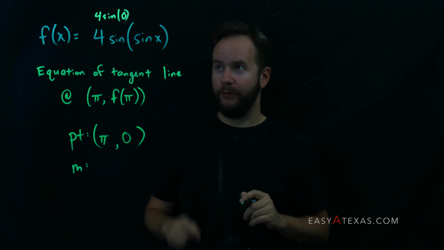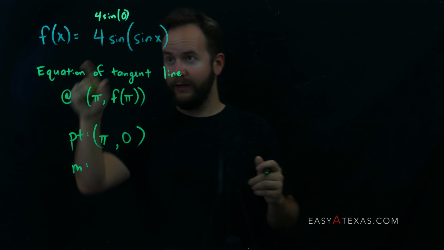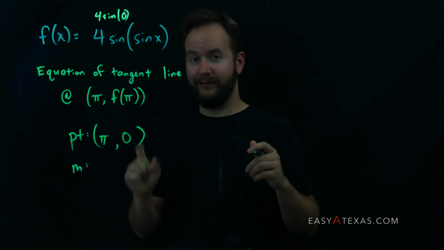Now we need to find the slope. The slope comes from the derivative. Derivative means slope, slope means derivative. So in order to get my hands on the slope, I'm going to take the derivative of f of x equals 4 sine of sine of x. This is where the chain rule comes in.